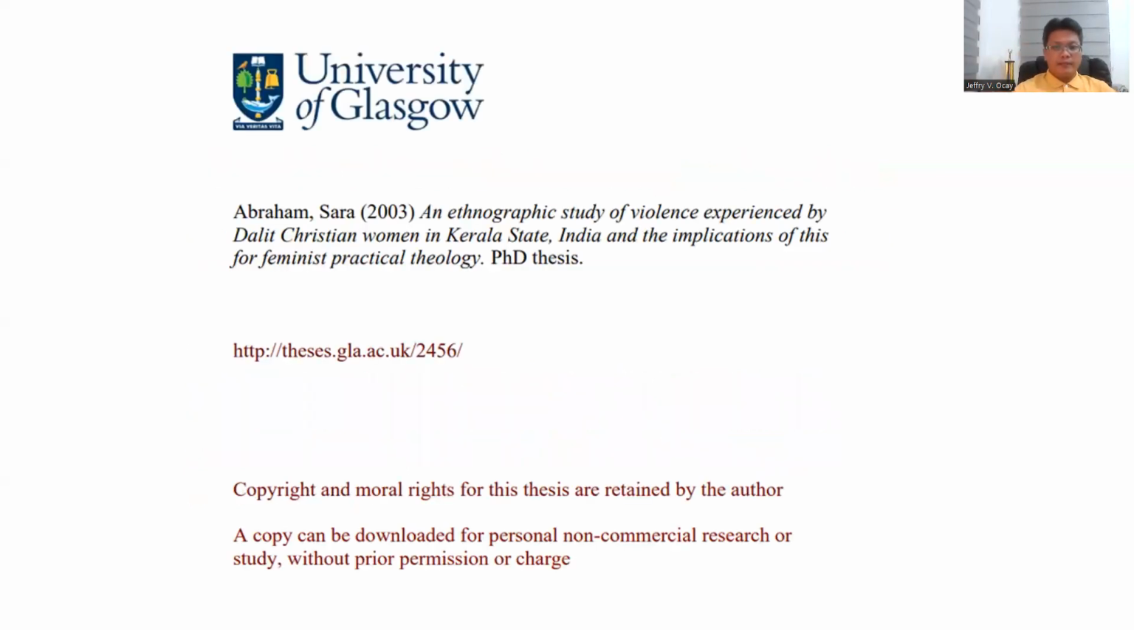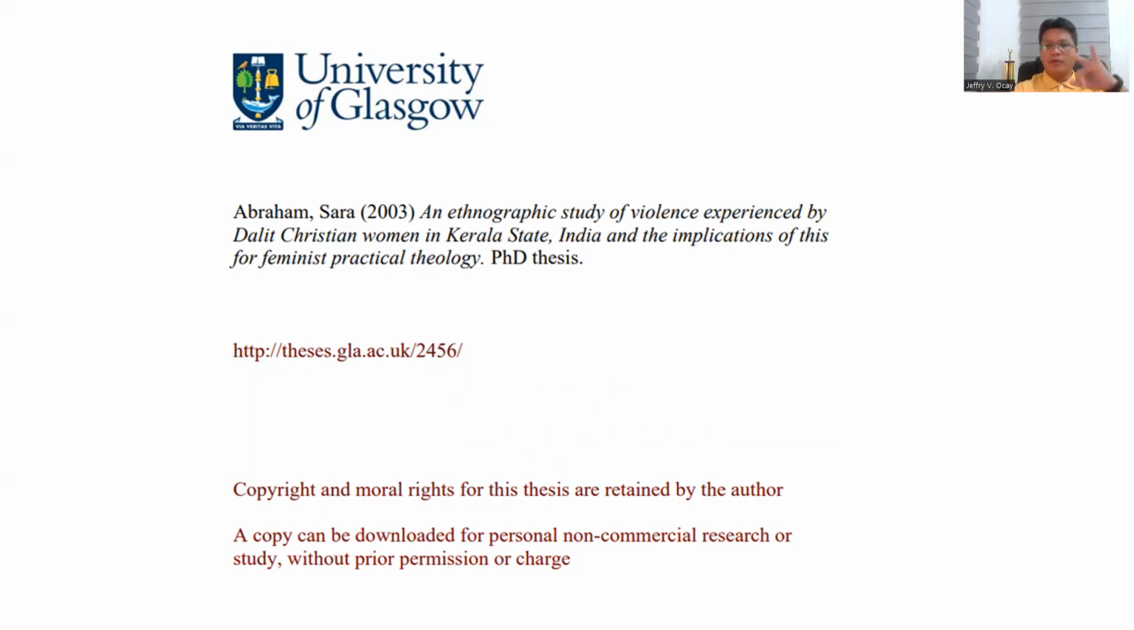Then we have this title: an ethnographic study of violence experienced by Dalit Christian women in Kerala state, India, and the implications of this for feminist practical theology. So this is a very nice title. It talks first, again, about the research design used in gathering the data. This is an ethnography, or ethnographic study. So the researcher employs ethnographic research design. So obviously this is a qualitative research.